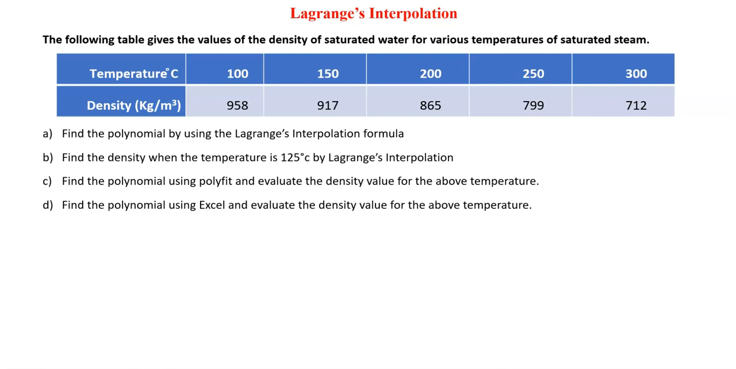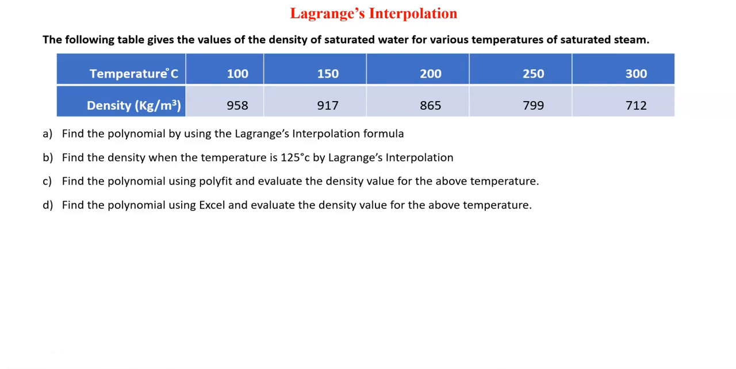So here temperature data is given and corresponding density data is also given. The temperatures are 100, 150, 200, 250 and 300, and the densities are 958, 917, 865, 799 and 712.